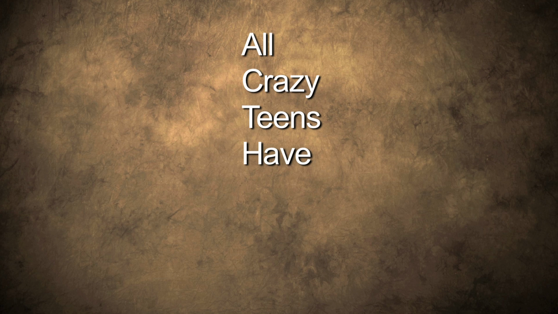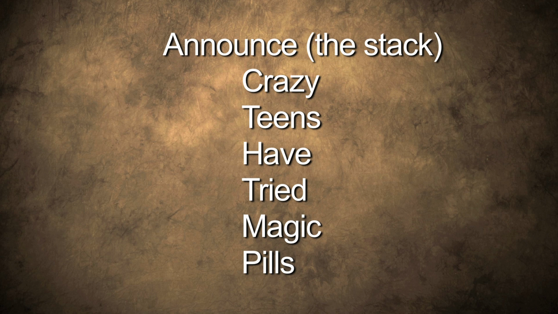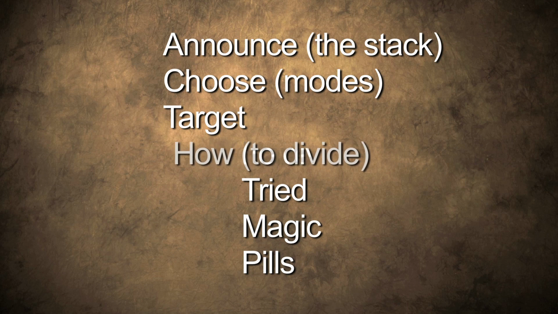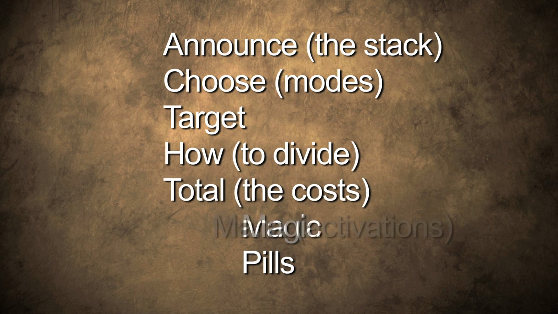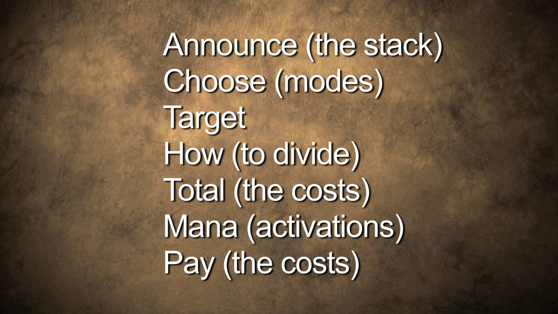So now that you know the 7 steps involved in casting a spell, you might be thinking, how the heck am I going to remember that? Fortunately, there's a really popular mnemonic that's been around for a long time now, and that is, All Crazy Teens Have Tried Magic Pills, which stands for announce and put it on the stack, choose the modes, then choose the targets, and then how those targets will be affected. Next, you total the cost, and then activate any mana abilities. And finally, pay the costs in any order.